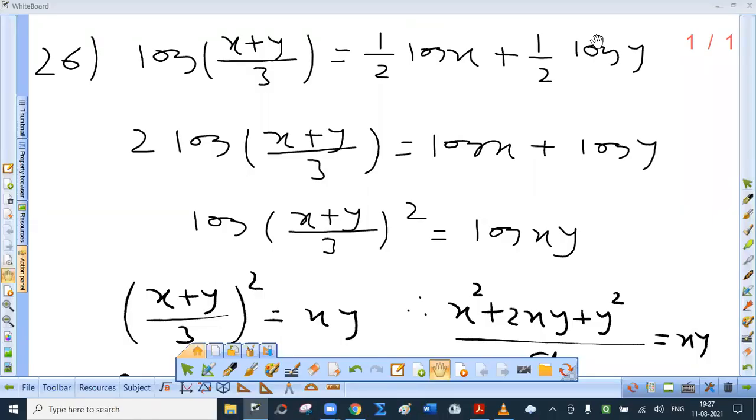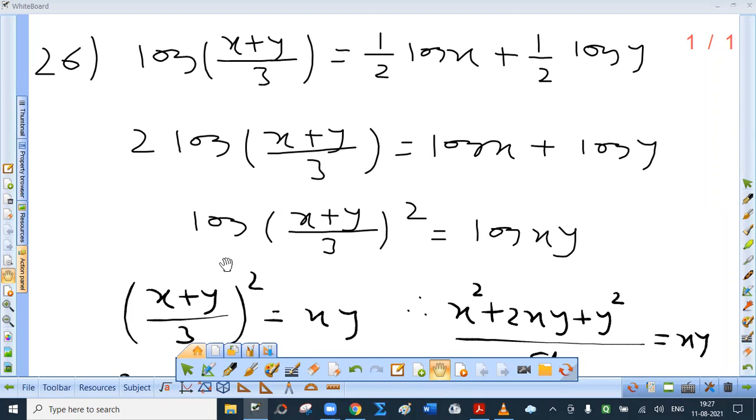26th sum. If log of (x plus y) upon 3 is half log x plus half log y, show that x upon y plus y upon x equal to 7. Now we begin with this. I have multiplied by 2. You may say, can we take half common from RHS and so on? Yes, that is also correct.